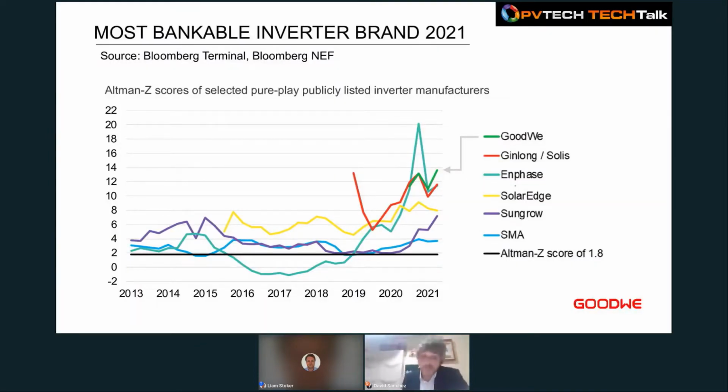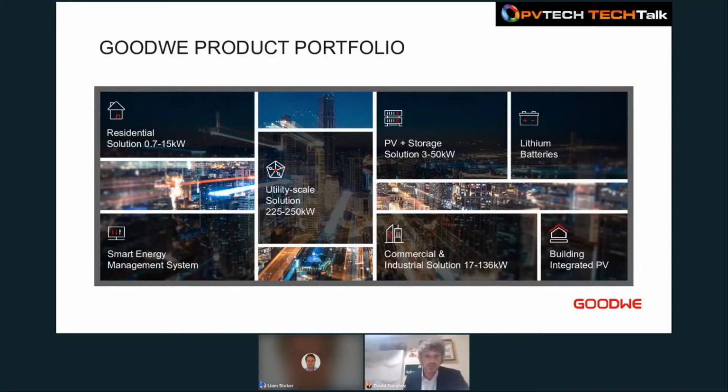Bankability, a very important thing. We are very proud to share that the 2021 report from Bloomberg shows that GOODWE is the publicly listed manufacturer with the best bankability rating. Let me remind you that bankability is not only financial, which it is, but also the sustainability of the company, R&D, etc. We are very proud of this recognition from Bloomberg, and that shows again what kind of company GOODWE is, with really high bankability and really high quality products.